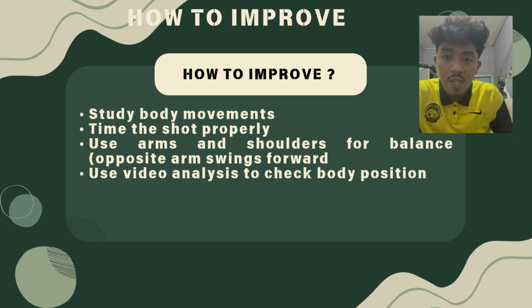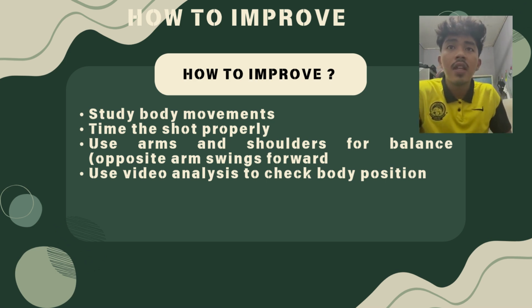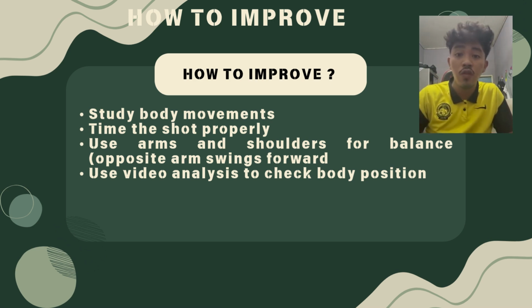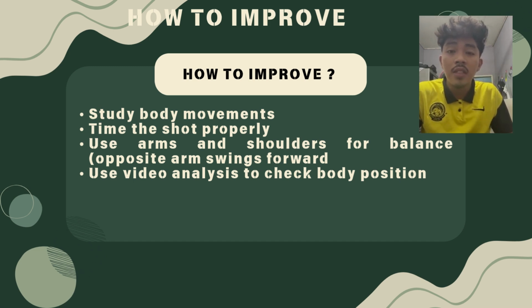For the next content is how to improve performance in futsal. First is to study body movement. Studying body movement can help improve performance and reduce the risk of injury by understanding how the body moves during play. Second is to time the shot properly. Ensure maximum power and keep the ball on target before shooting.